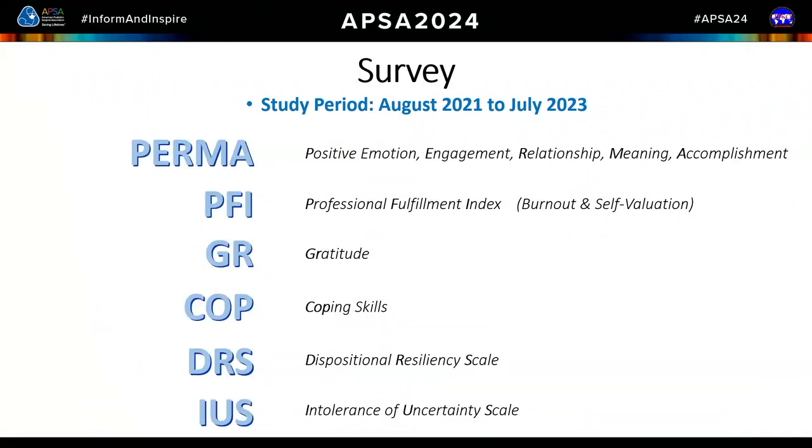Both coaches and residents completed a pre- and post-program survey which employed these validated measures of well-being presented here, including PERMA, which assessed for positive emotion, engagement, relationship, meaning, and accomplishment, Professional Fulfillment Index, which addressed burnout, and self-valuation, or self-compassion, which refers to the level of prioritizing personal well-being in a person. It also assessed for gratitude, coping skills, dispositional resiliency scale, and also intolerance of uncertainty.